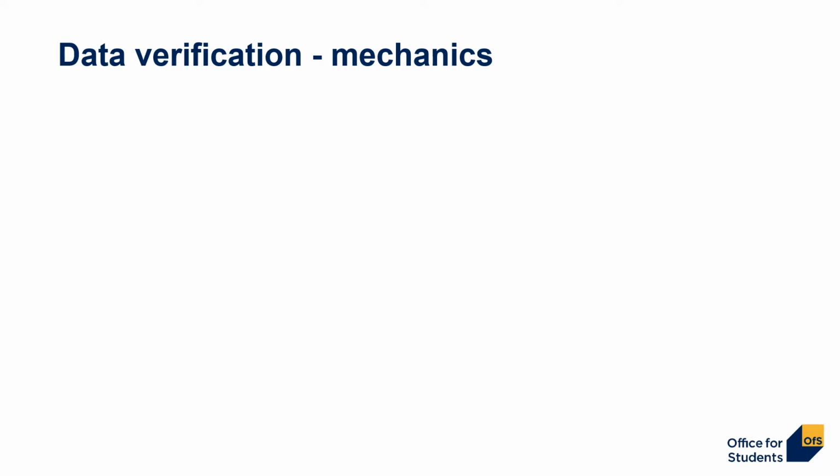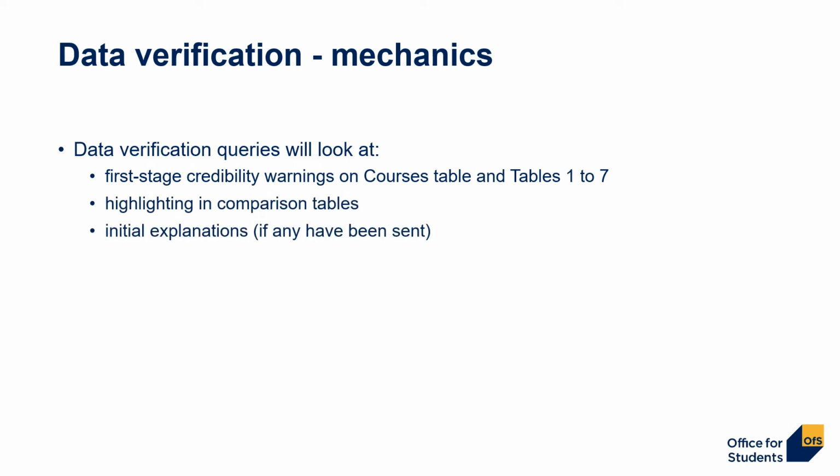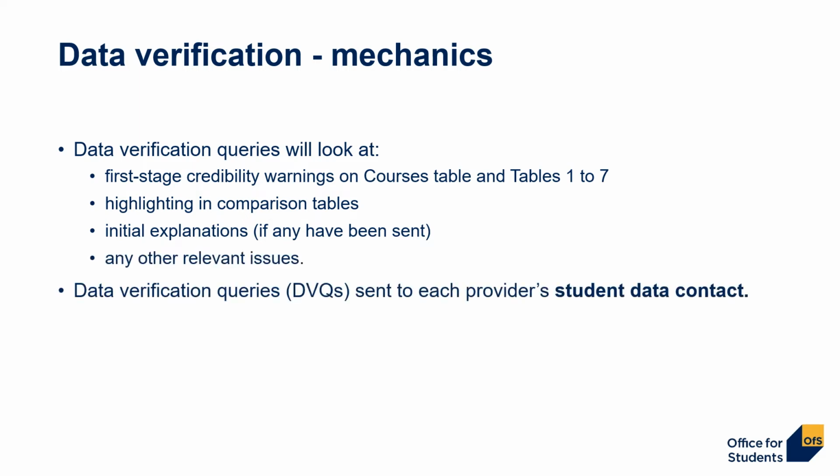When the data verification process begins, a data verifier at the OFS will review each provider's workbook. They will compile initial data verification queries by considering first stage credibility warnings on the courses table if applicable and on tables 1 through 7, highlighting in the comparison tables any initial explanations that have been received and any other relevant issues. The data verifier will then send data verification queries, or DVQs, to the provider's student data contact in the form of a Microsoft Word document.